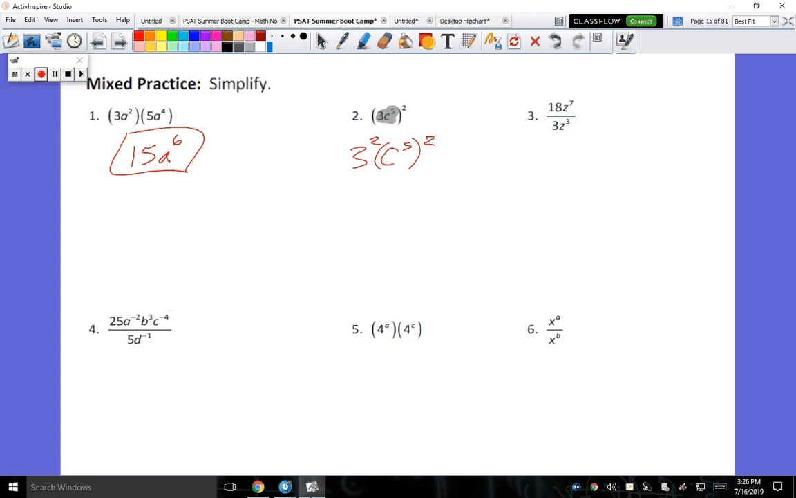So that the 3 becomes what? 9, and the c becomes c to the 10. Because powers raised to a power, you multiply those two numbers. And a good way to remember that is the parentheses typically means multiplication for the most part.